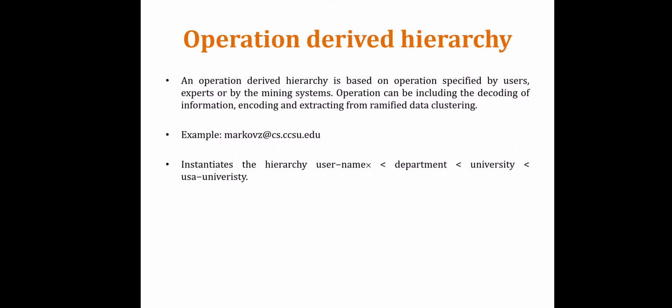So, here in this example you can see the username, and from this you come to know it is an educational website, right. It is an educational site or educational email ID, with the country given as a USA university. So, in this way you come to know the different derived hierarchies maintained here, and we can have different operations on this, like decoding and encoding, or you can extract some information from the given ID also, right. So, this is called an operation derived hierarchy. Here you are giving domain specific knowledge, right.